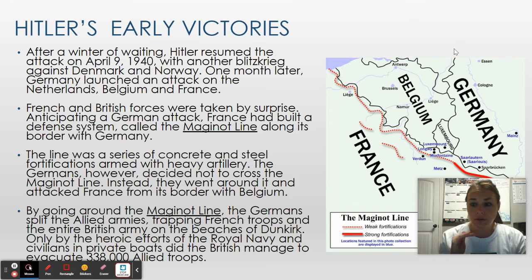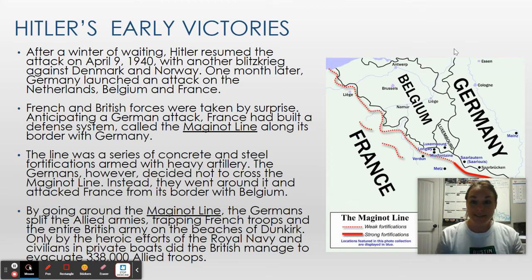Again, Hitler is going to use his blitzkrieg. Now, the French, after World War I, had created what is known as the Maginot Line. It was a series of very strong fortifications along the French and German border. If you'll remember, France also made the Rhineland demilitarized as a buffer zone. So France is particularly worried about German aggression, and rightfully so.